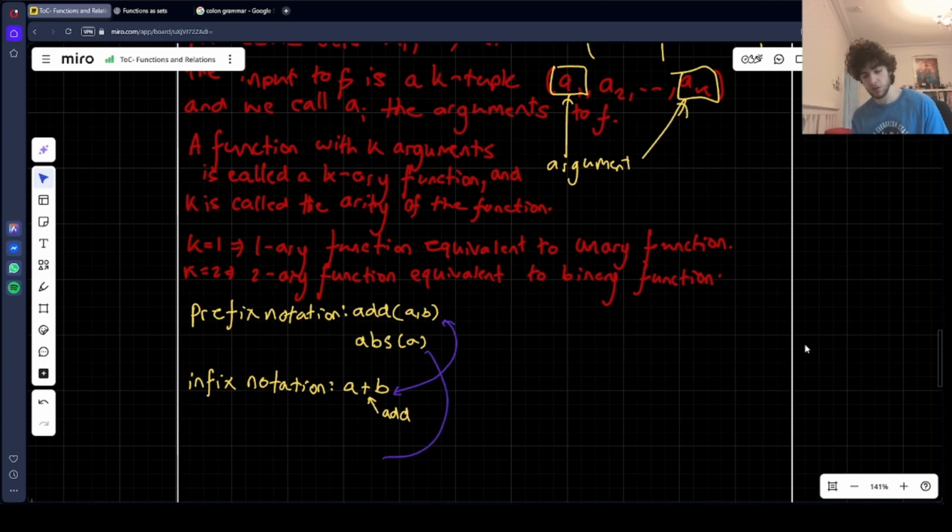Similarly, for the absolute value, we also have a special symbol, which I'm sure you're aware of, which is just the absolute value of a. So that's also infix notation.